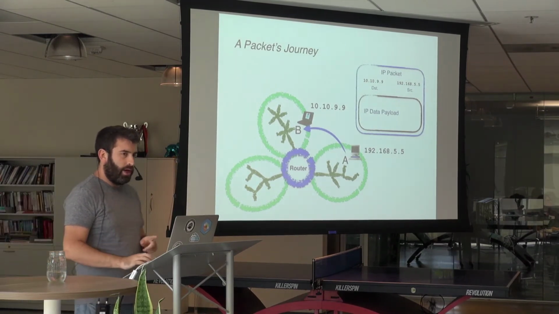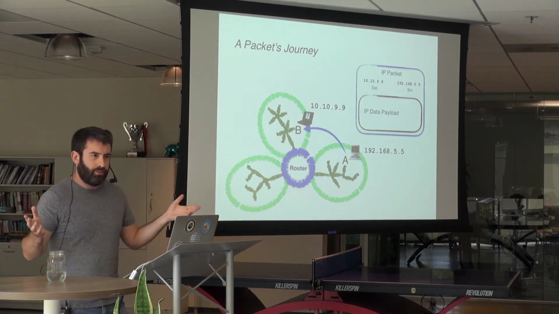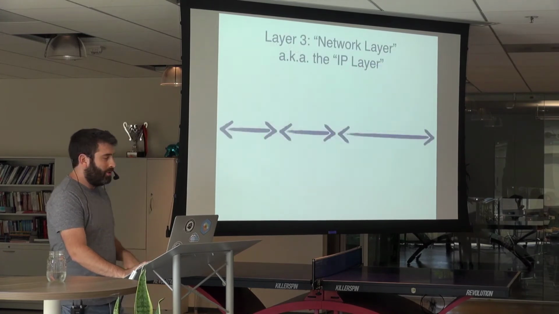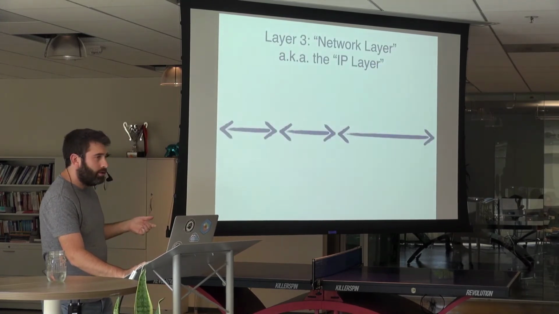Yeah, we'll get to that. Multiple paths, we'll get to. Basically, there are multiple paths is the short answer. Yeah, that happens. So summarizing layer 3, it's called the network layer sometimes, or the IP layer.